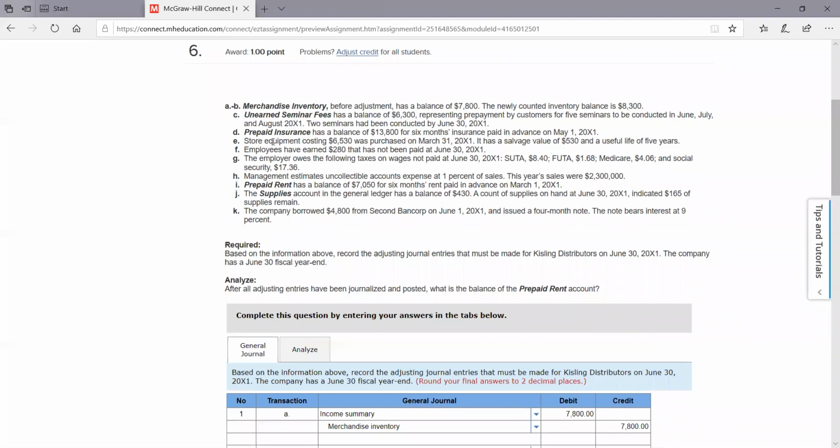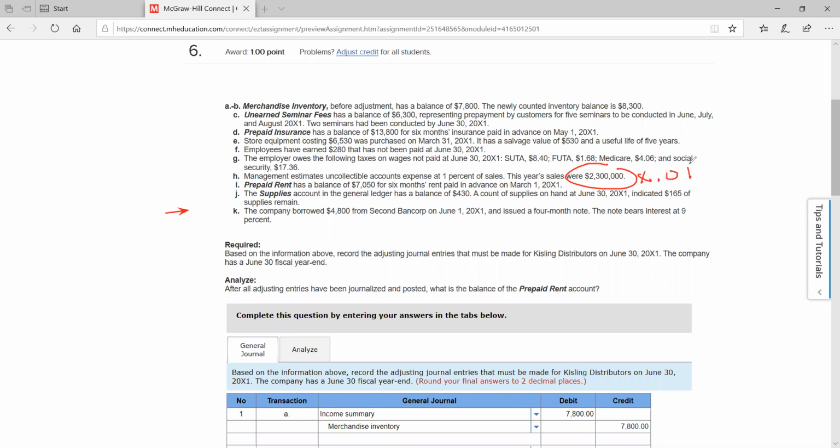That's just a prepaid. You've done those before. The same thing on letter E, that's going to be depreciation. And you have a couple accruals here on some payroll. Letter H is your bad debts expense. And again, I'll remind you on that one, I'll write that one out. Remember on your uncollectibles, referring to this one right here, you just multiply 2.3 million times 0.01.